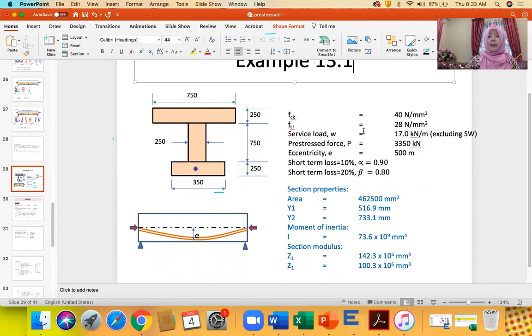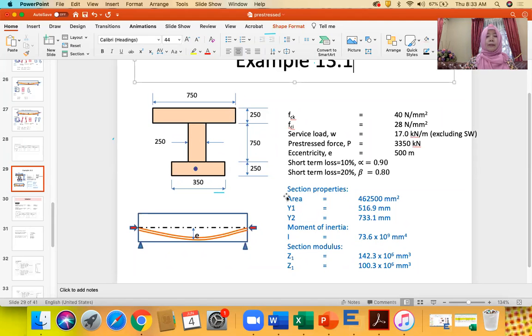Then that's all the information we have, and then we got the dimension. And the section properties, if not given, you need to calculate. I think you know how to calculate, using how to get Y1. But I think usually in the final exam, we will give you the value of Y1 and Y2.